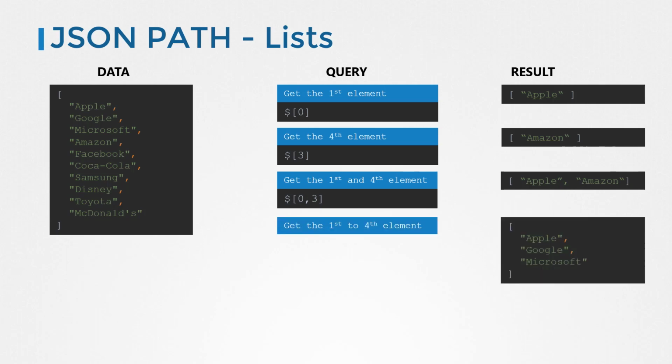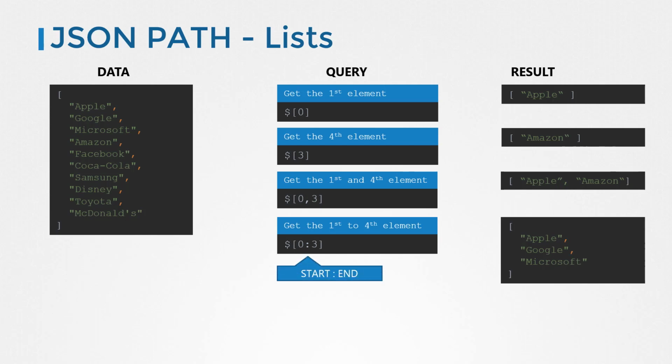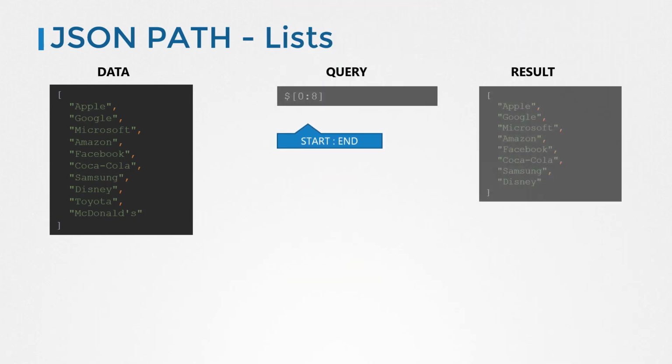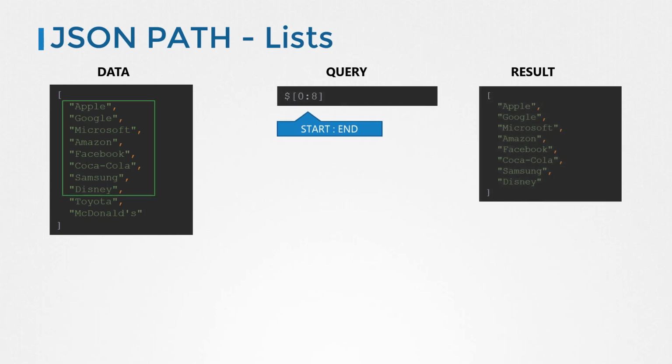What if you want to get all names from the first to the fourth element? For that, you can use the colon. To say 0 to 3, you will use the query [0:3]. But note that when you say first to the fourth element, it does not include the fourth element itself. It means from the first up to the fourth, not including the fourth element itself. If you want to include the fourth element as well, you should say 0 to 4. We now have a query that gets the first 4 elements from the list.